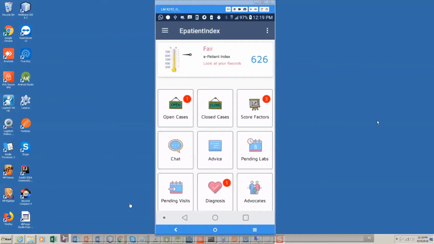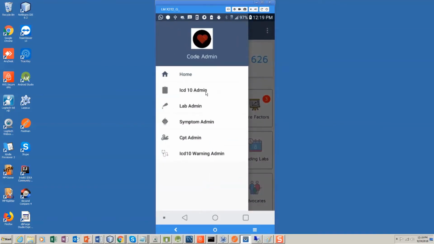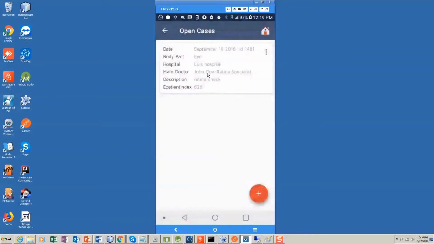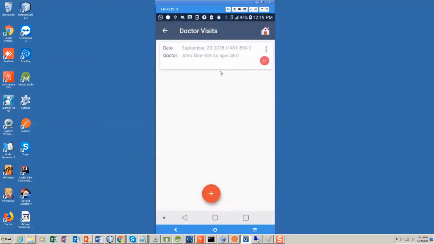So let's see the OmniDroid programming itself to help all the patients. Let's see the feature of ICD-10 admin. That's going to be done by e-patients for all the patients.